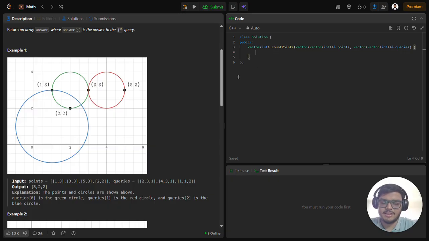So let's start with it. rt is our result vector, one entry per query.